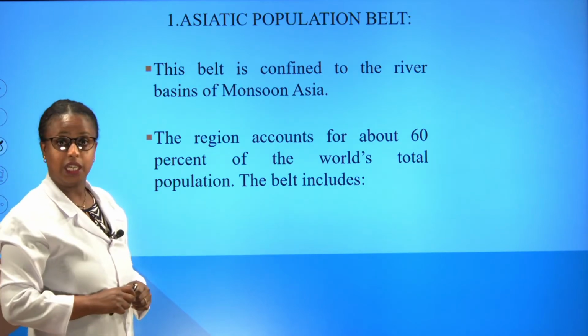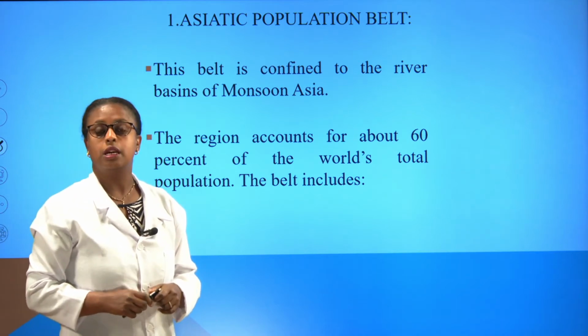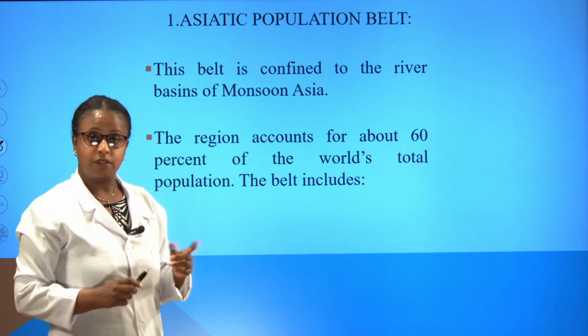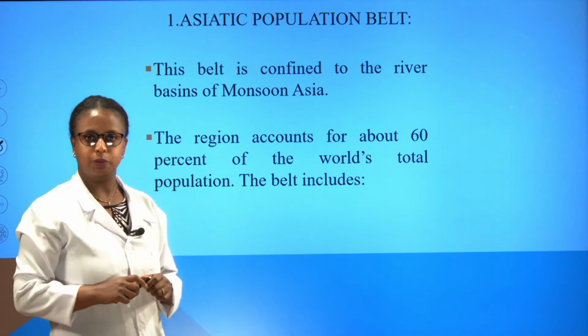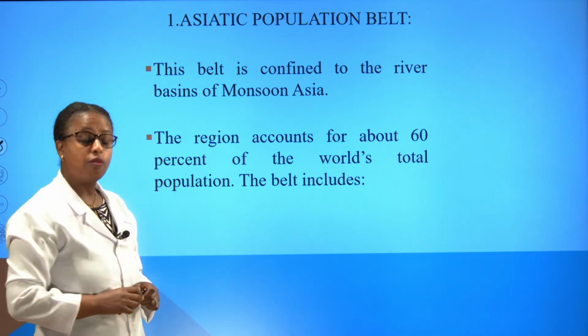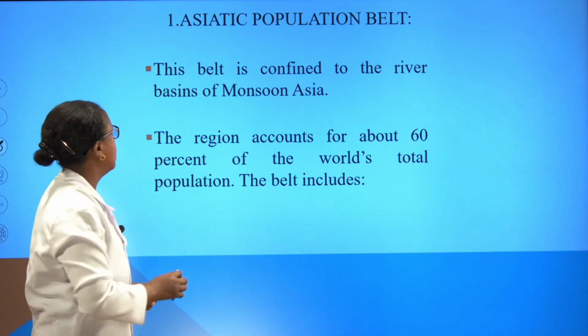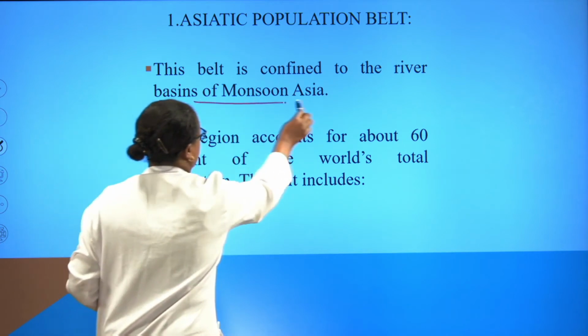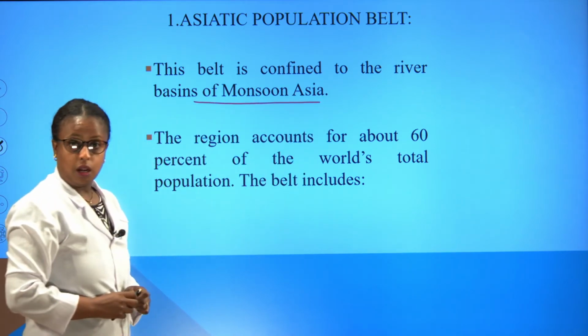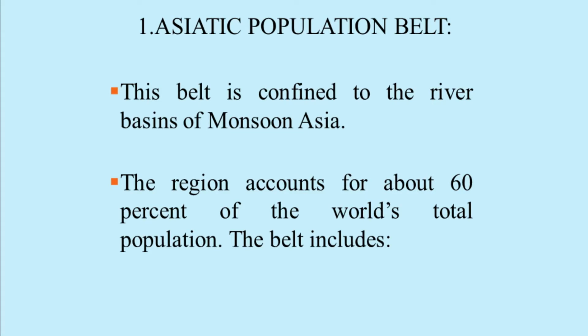Now let us see each of the densely populated belts of the world. The first one is the Asiatic population belt. The belt is confined to the river basins of monsoon Asia. The region accounts for about 60% or more than half of the total world population.